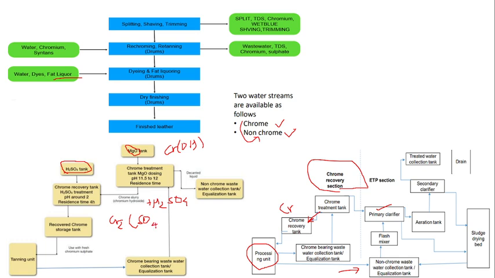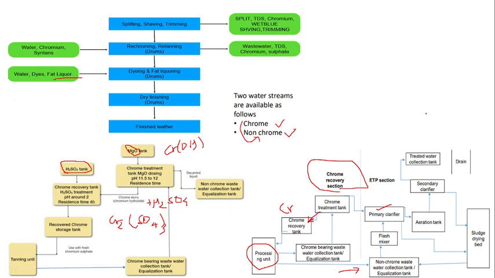Cr2(SO4)3. Okay. So this is the end product formed, and this is what we recover. We are going to recover the chromium in the form of chromium sulfate. This is the precursor for the chromium salt. So this chromium sulfate is now recovered. Then, after the removal of the chromium sulfate, this chrome stream is mixed with the non-chrome waste stream. This is what happens in detail in the chrome treatment and chrome recovery section.